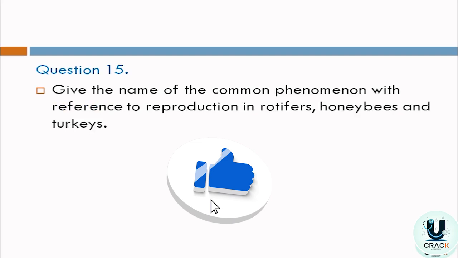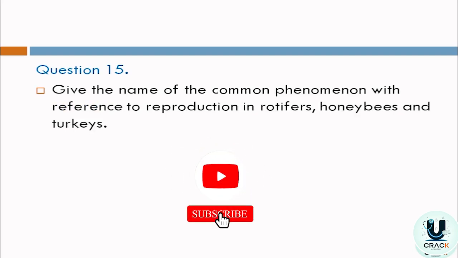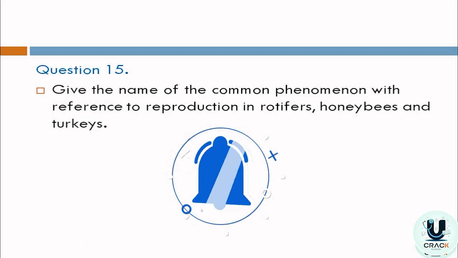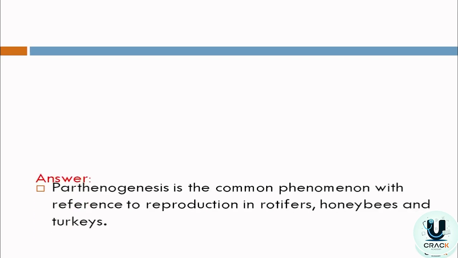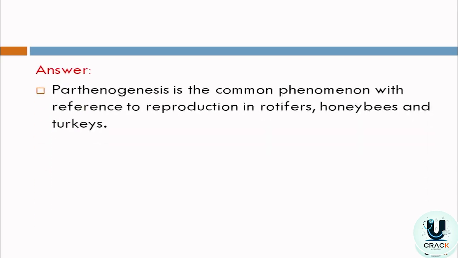Question number 15. Give the name of the common phenomenon with reference to reproduction in rotifers, honeybees and turkeys. Answer, parthenogenesis is the common phenomenon with reference to reproduction in rotifers, honeybees and turkeys.